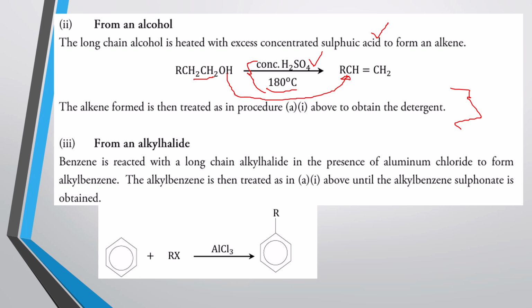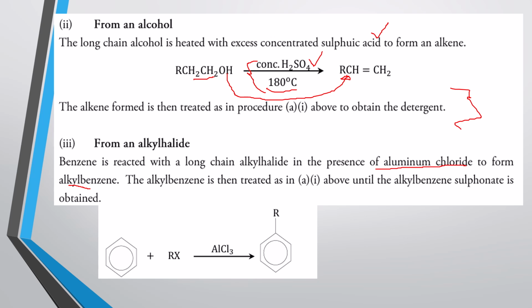So looking at option 3, we can also get it from an alkyl halide. So getting it from an alkyl halide, we make sure that we heat it in the presence of a halogen carrier. Like I said, you must be very good at organic chemistry. So you get that alkyl halide and then you put it in the presence of a halogen carrier such as aluminum chloride or iron-3 bromide. And later you heat it with benzene to form alkyl benzene. So the alkyl benzene is going to be treated following the other steps of sulfonation together with heating with sodium hydroxide to get your detergent, which I have just given above.